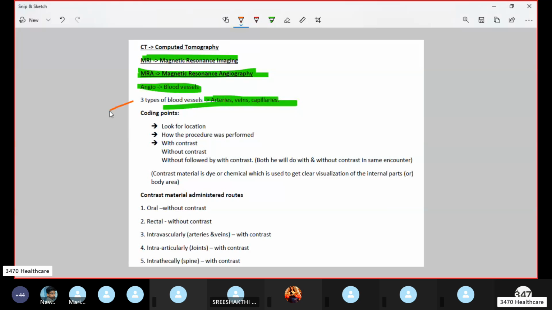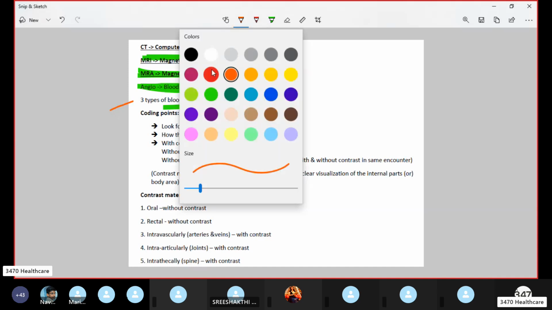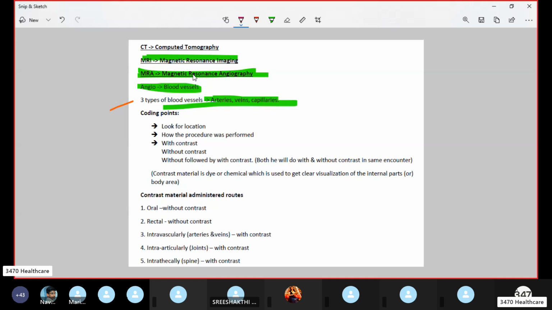Artery, vein, capillaries. Then you need to check the location. If you want to take the CT scan, under what location? MRI, under what location? MRA, below, you have to look at what location. That is the first point, location. Then how the procedure was performed: with contrast, without contrast, without followed by with contrast. Contrast material using now is with, not using now is without. Initially not used, later used in the same encounter, is without followed by with contrast.